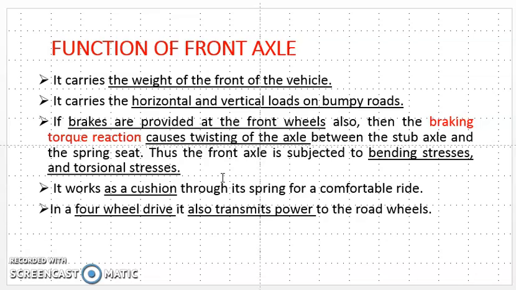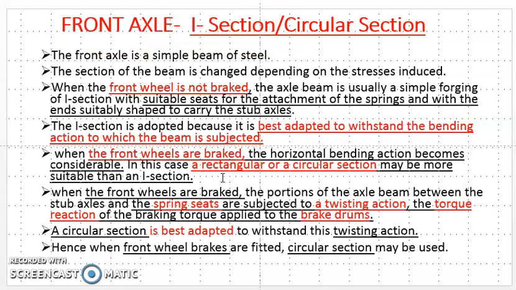Now, as we told, if there is a braking torque action, at that time what type of section you have to choose? When the brake is not provided on the front wheel, at that time which type of section will be more preferred? Okay, just see the front axle, I have given this heading I section or circular section. Which section you should prefer at which conditions?